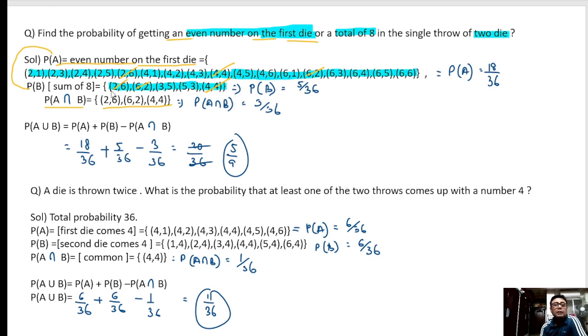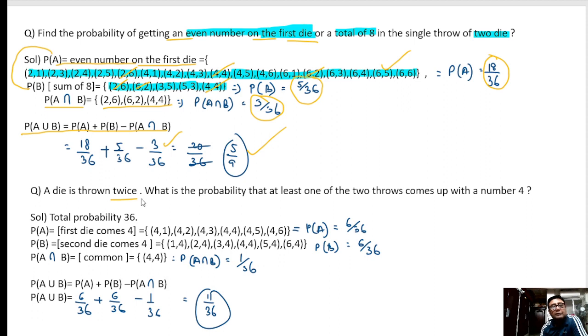Okay, so P(A union B) is P(A) plus P(B) minus P(A intersection B). So what is P(A)? 18 by 36. There are a total of 18. What is P(B)? 5 by 36. What is P(A intersection B)? 3 by 36. So putting in the values, we get 5 by 9 as the option.